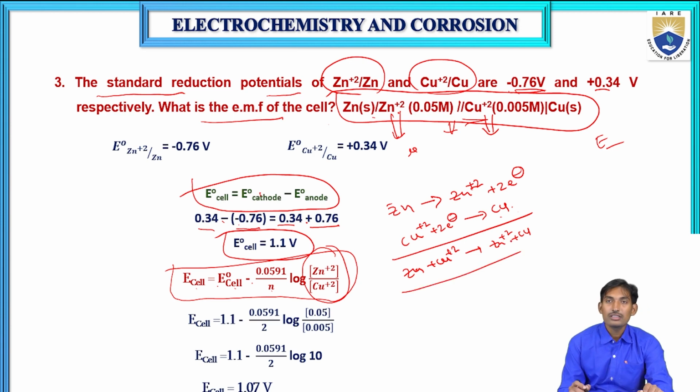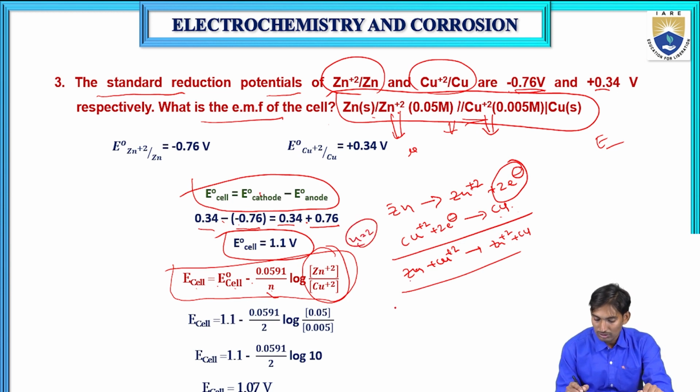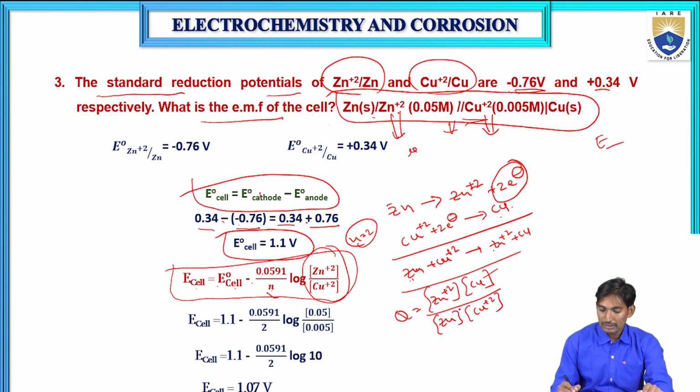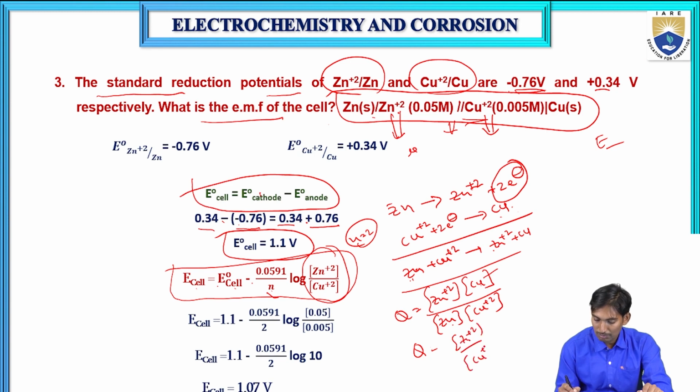How many electrons are involved in this reaction? 2 electrons are involved in this reaction. So n value equal to 2. So Q equal to the concentration of products, meaning zinc plus 2 concentration and copper concentration, divided by the concentration of reactants, meaning zinc and copper plus 2. Copper and zinc are metals, so instead of copper and zinc, we substitute 1. So Q becomes concentration of zinc plus 2 divided by concentration of copper plus 2.